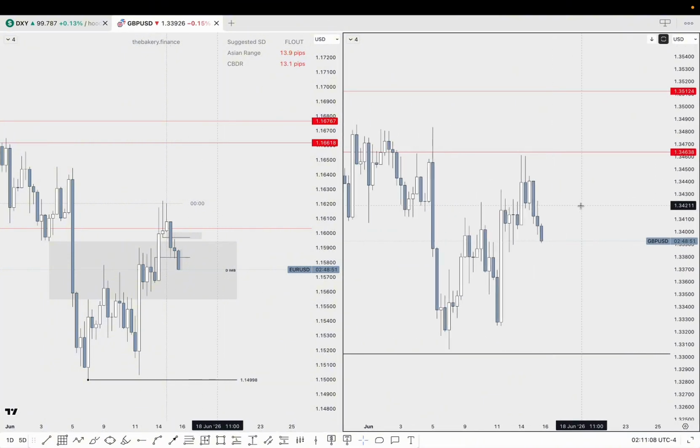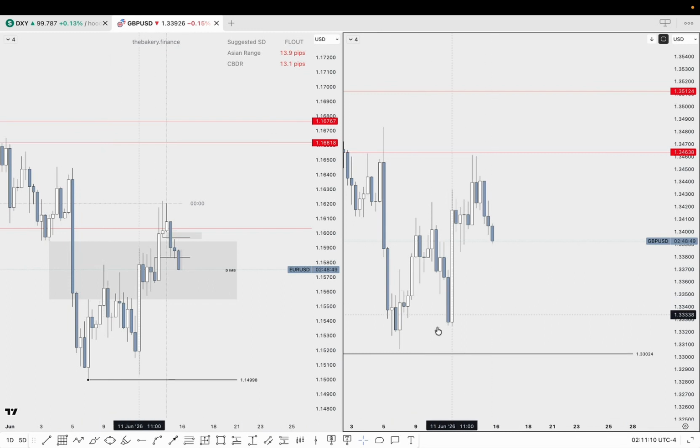On GU, I have nothing to work with here. On the 6 hours, we just have straight down-close candles, and I'm going to mark this out as a short-term draw on liquidity as well.